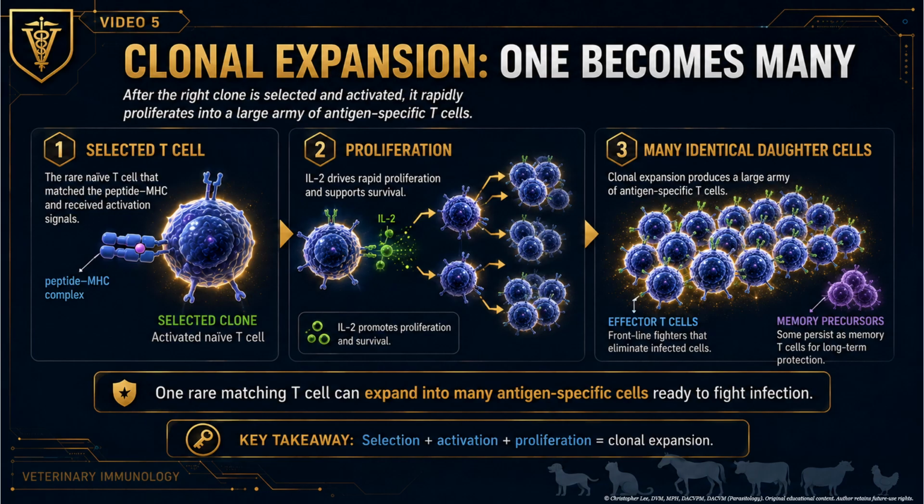IL-2 and other signals support proliferation and survival. As the clone expands, many of those cells differentiate into effector T-cells that can help fight the infection. Some cells may also become memory precursors, setting up faster responses in the future. So clonal expansion turns specificity into strength. A rare match becomes a large antigen-specific force. Selection plus activation plus proliferation equals clonal expansion.